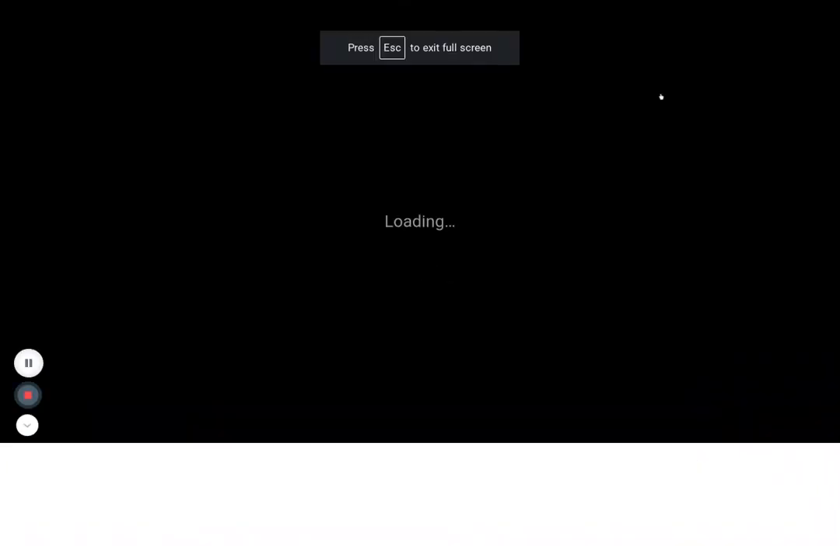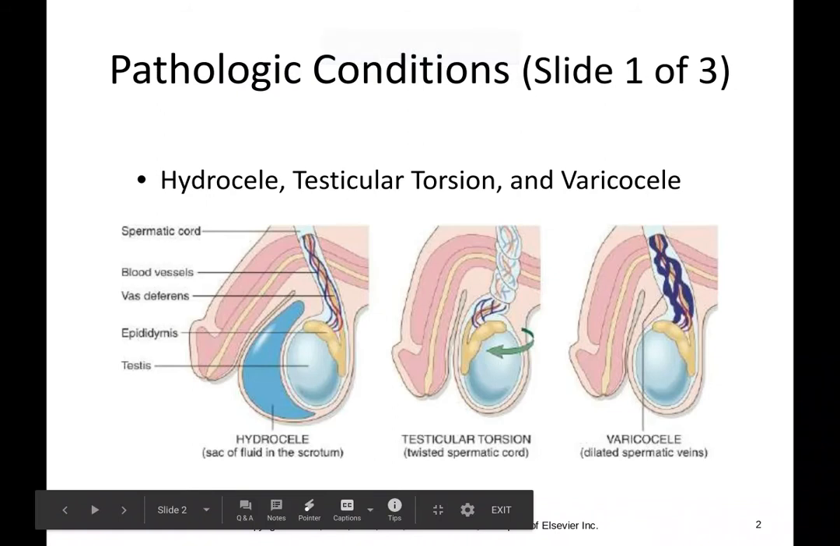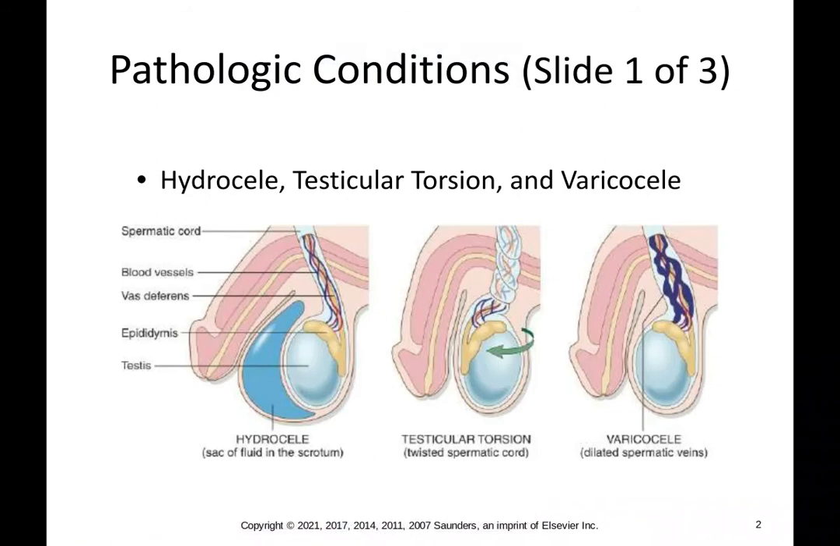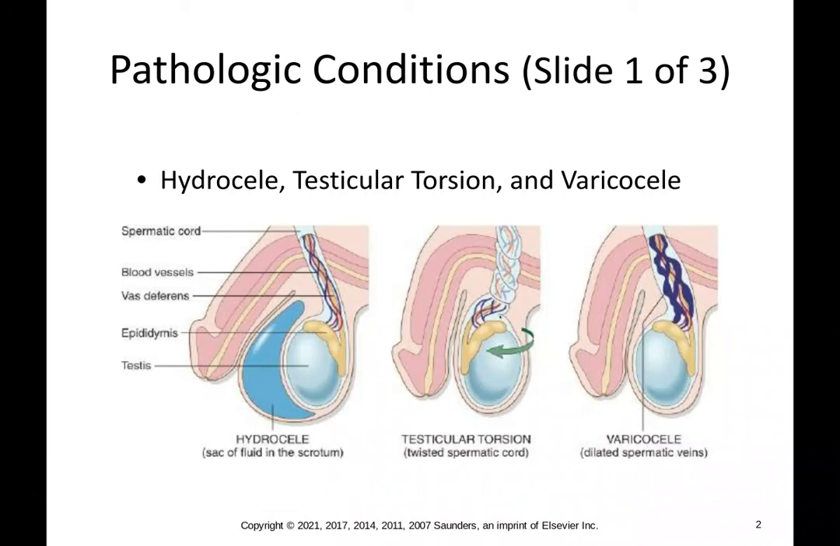Okay, this is lesson 9.2, which is pathology of the male reproductive system. So pathologic conditions are the hydrocele, which is a sac of fluid in the scrotum. Testicular torsion is when the spermatic cord gets twisted, right there. And then varicocele is when the spermatic veins are dilated abnormally.